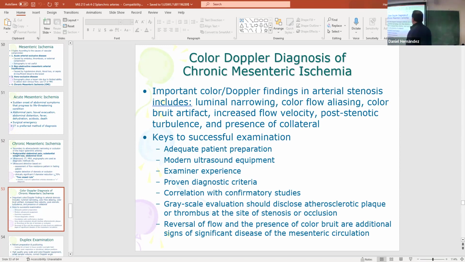So the color Doppler diagnosis of chronic mesenteric ischemia. We can see luminal narrowing. So we see those stenotic areas that are calcified. We see narrowing of the lumen, color aliasing. Color Doppler is our best friend when we're doing these abdominal Dopplers to visualize the vessels. We look for aliasing, color bruit artifact. We're searching for those elevated velocities with our pulse Doppler interrogation, looking for, again, signs of post-stenotic turbulence. We could look for signs of tardus parvus waveforms if we see a segment of the vessel distal from the origins. Maybe the presence of any collaterals.